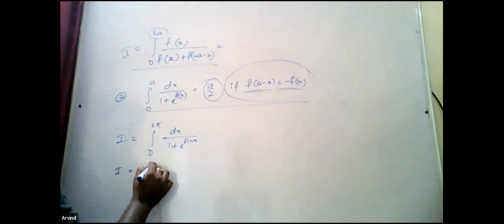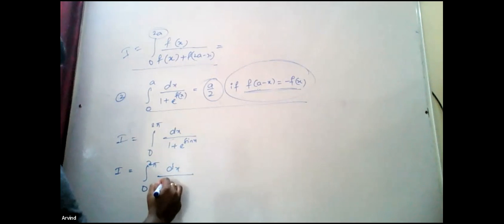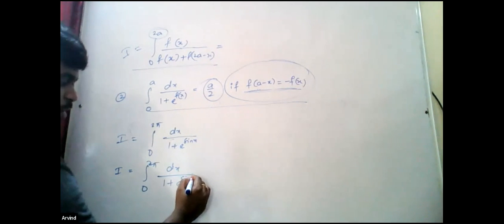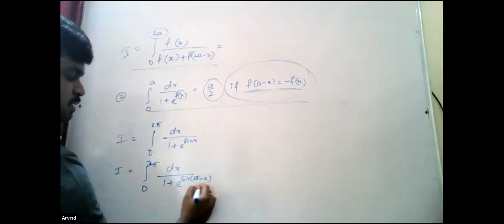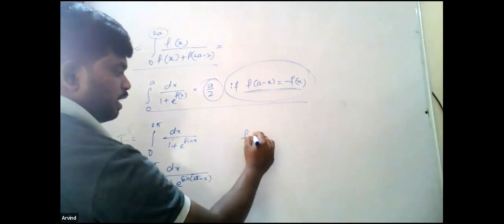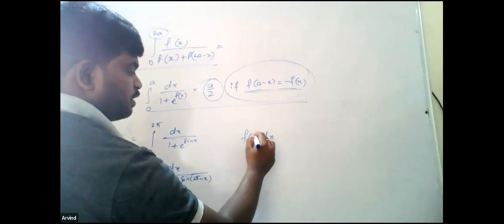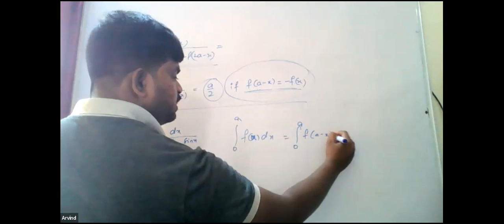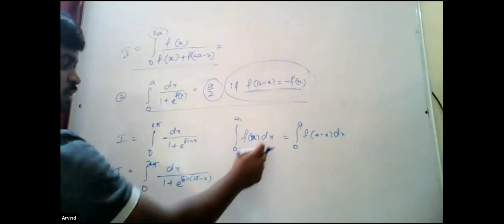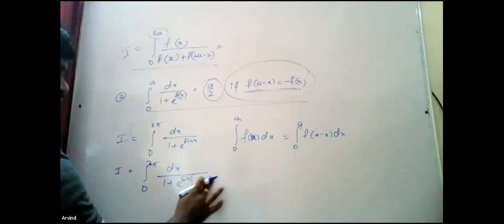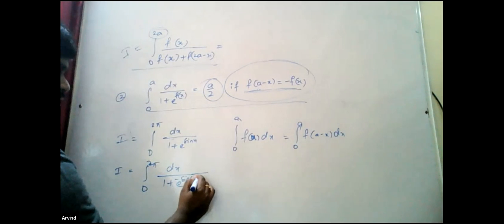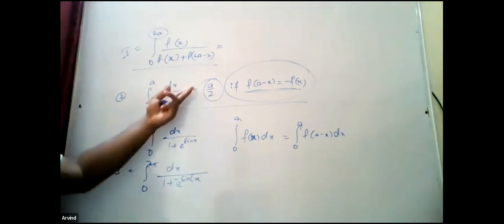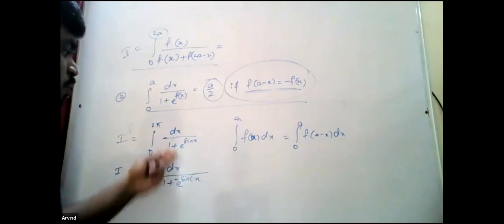That is equal to 0 to 2 pi dx by 1 plus e power sin x. Sin of 2 pi minus x. This formula, f of x dx is also equal to 0 to a f of a minus x dx. I'm using that formula. So again, sin of 2 pi minus x is minus sin x. This is your I. Add these two things, you will get the answer. Either you can remember the formula and solve it directly, or you have to do it like this.